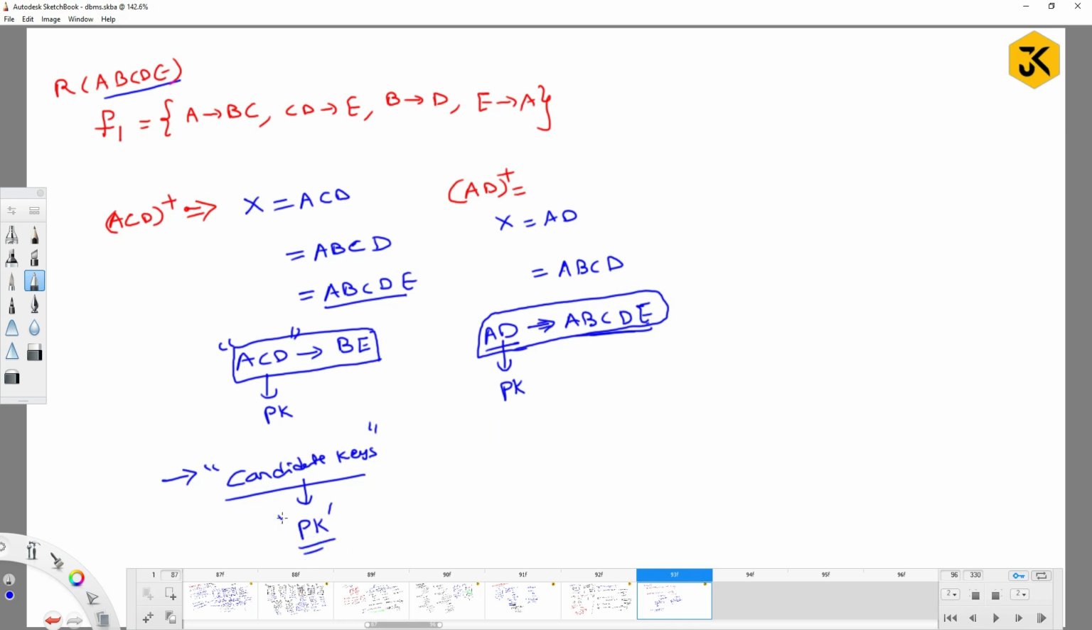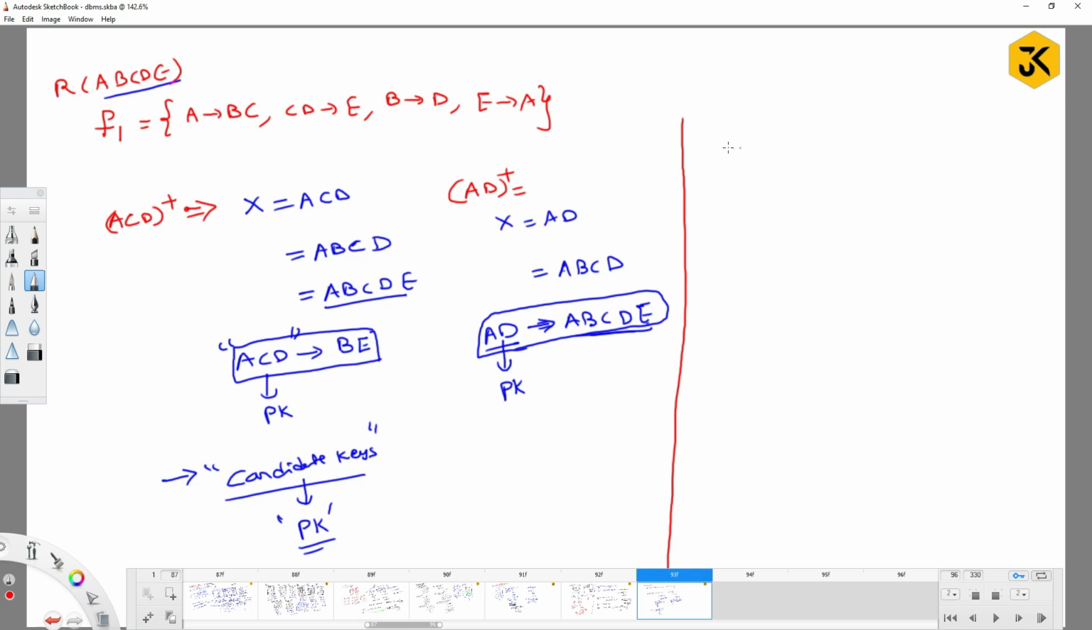The one having fewer attributes I can call the primary key, and all the remaining ones I will call candidate keys. Now assume that ACD and AD are the candidate keys. Which one are you going to take as the primary key? AD. So you can take it as the primary key, right?